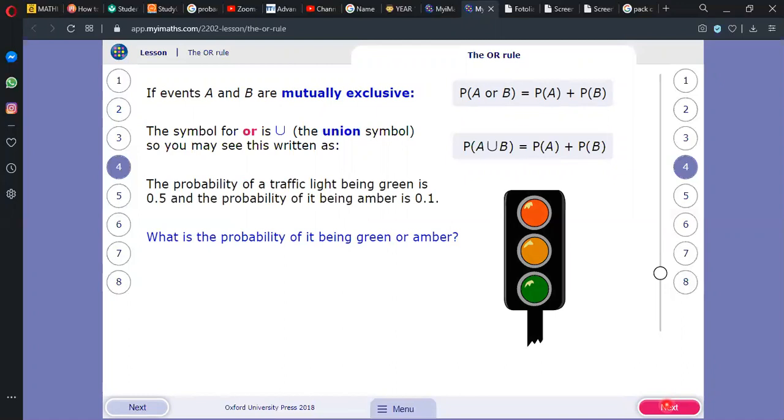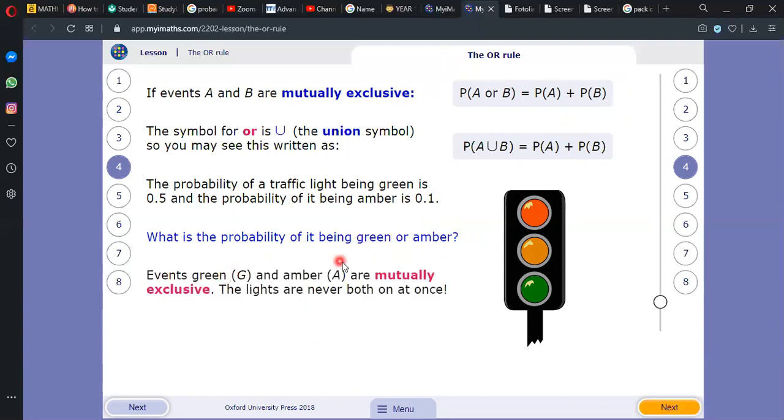Moving on, guys. The probability of a traffic light being green is 0.5, and the probability of it being amber is 0.1. What is the probability of it being green or amber? In this case we can use our mutually exclusive event formula because we can see the word or. Anytime you see the word or in a probability question, or you see either or, you know you are working with the mutually exclusive formula. Please take note of that.